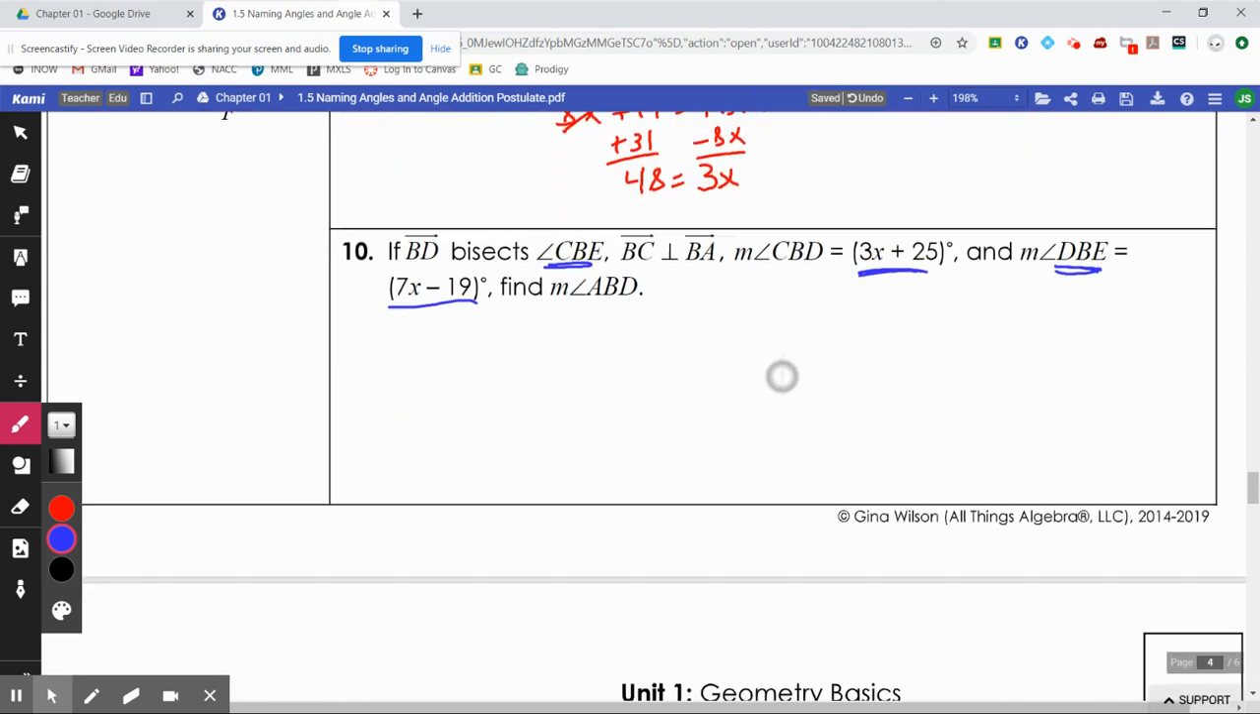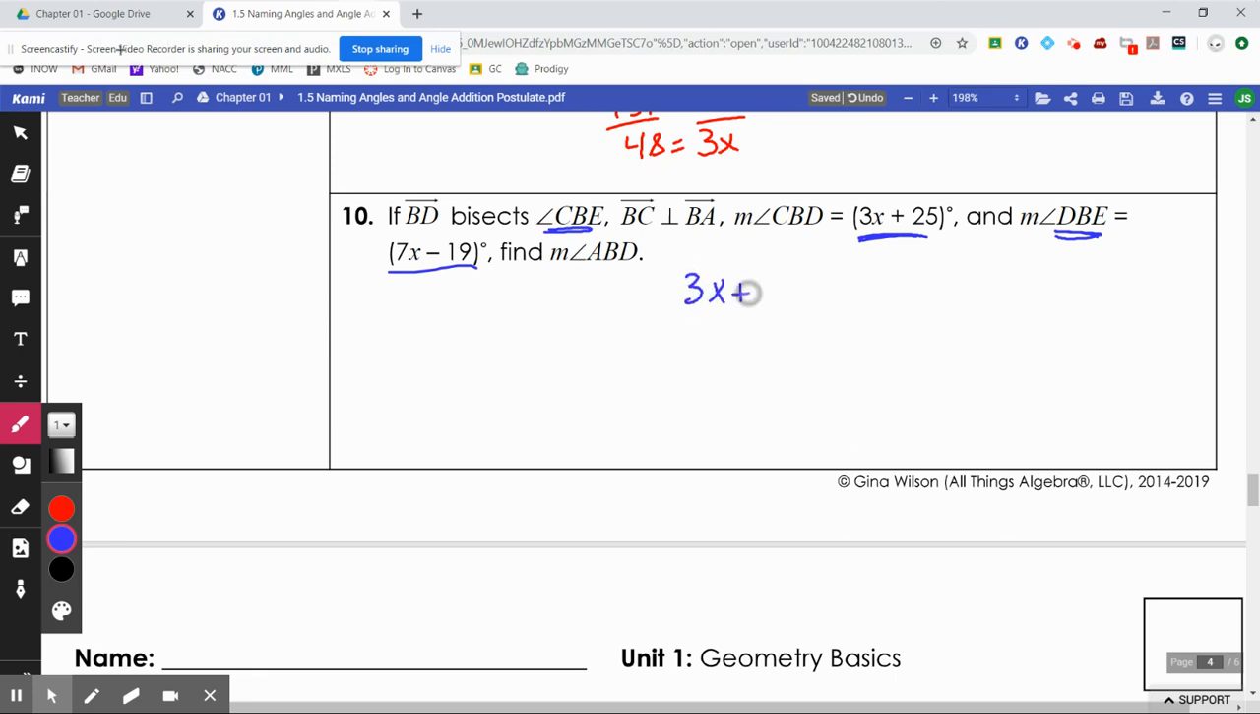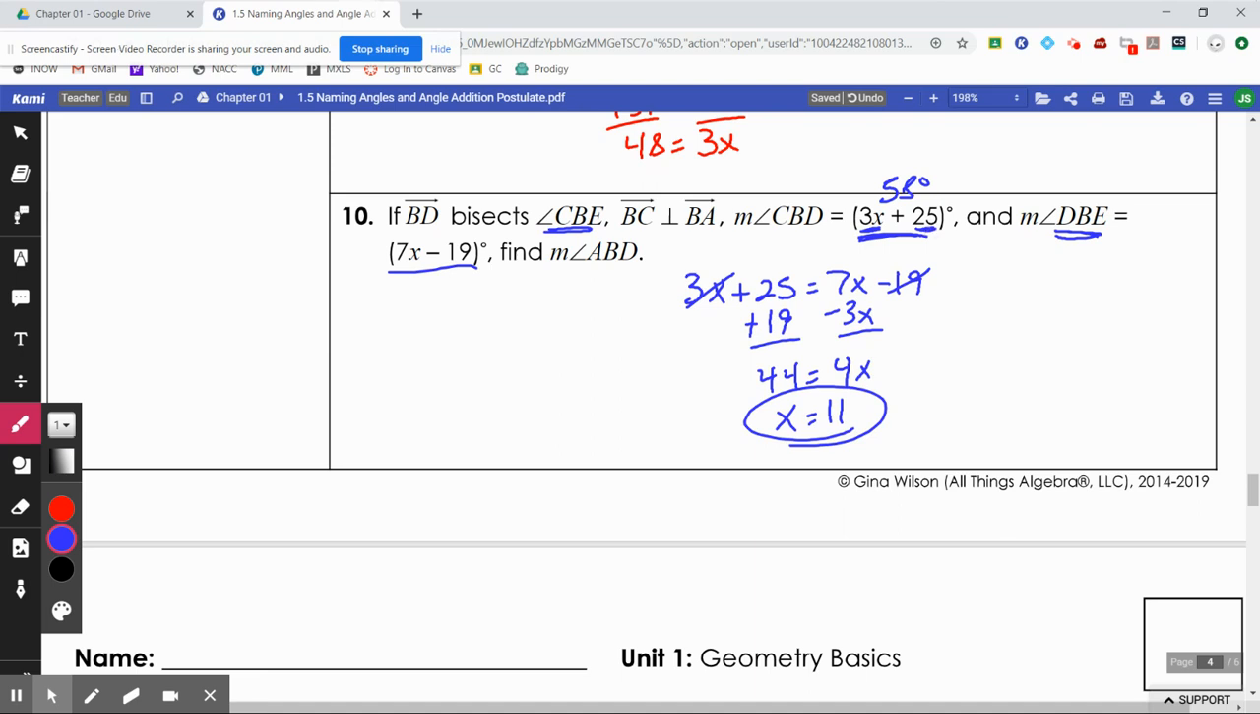So therefore, 3x plus 25 and 7x minus 19 have to be equal. Now, it gives us a little bit more information, so we might have to do a little bit of extra work, but let's go ahead and find this first. Move the 3x by subtracting. Move minus 19 by adding. 44 equals 4x, so x is 11. So my two angles are 33 and 25, which is a 58-degree angle. 3 times 11 is 33. 33 plus 25 is 58. My other angle, if I did it correct, 7 times 11 is 77 minus 19 is also a 58-degree angle.